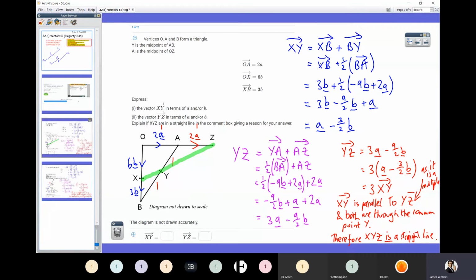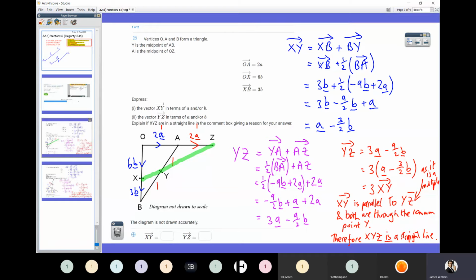Now, I've worked out that XY is a minus 3/2 b, and YZ is 3a minus 9/2 b. You can see that the blue one is a third of the purple one, or the purple one is 3 lots of the blue one. I just multiplied each bit by 3. So here in red, I've concluded that YZ is 3 lots of XY, and therefore they are parallel.